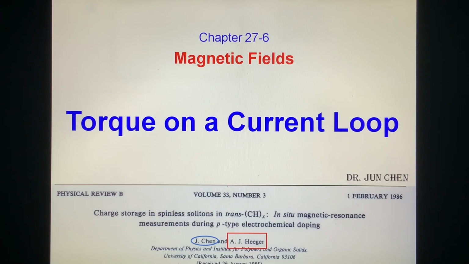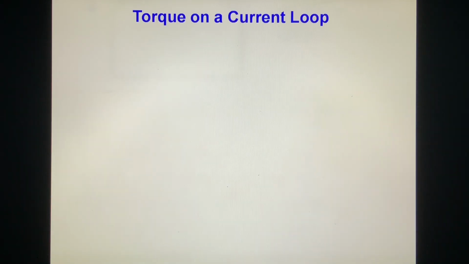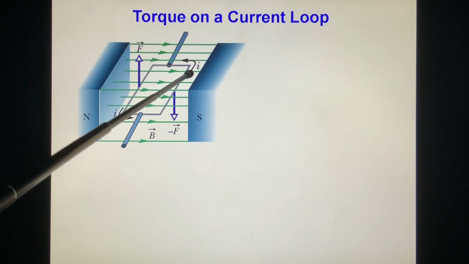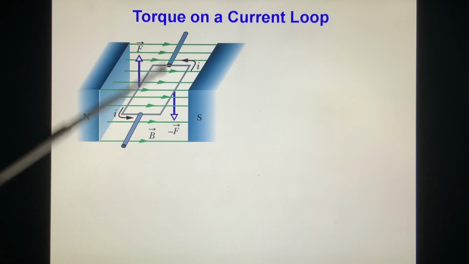Torque on a current loop. Now we have a current loop in a magnetic field. This loop has a counterclockwise current. We will find that this current produces a torque on the loop.